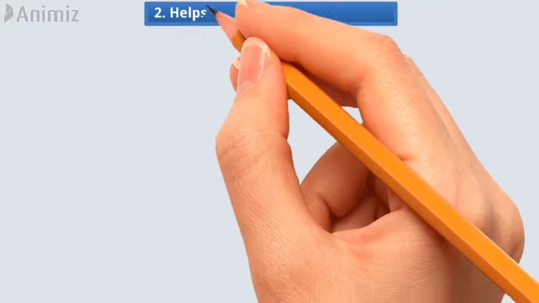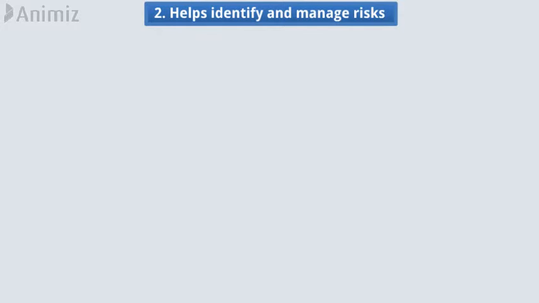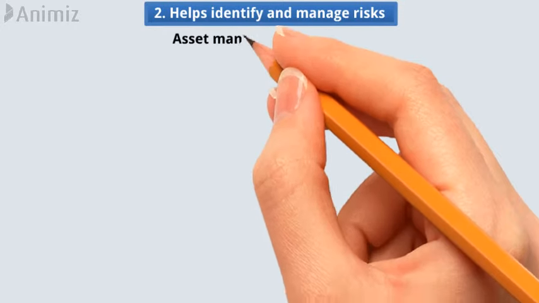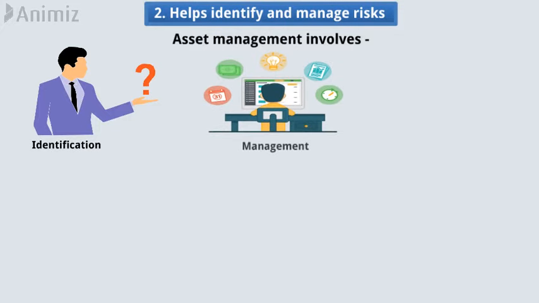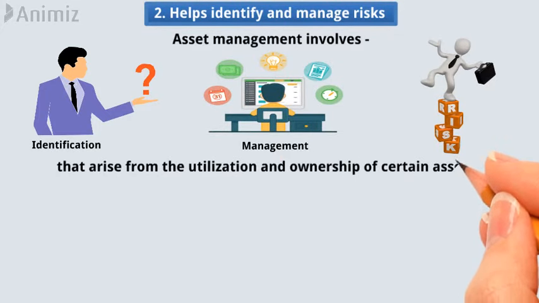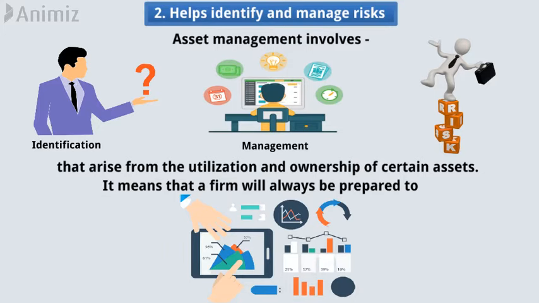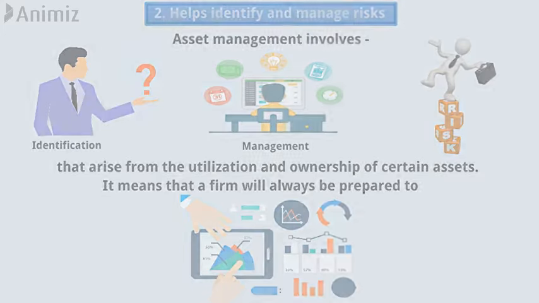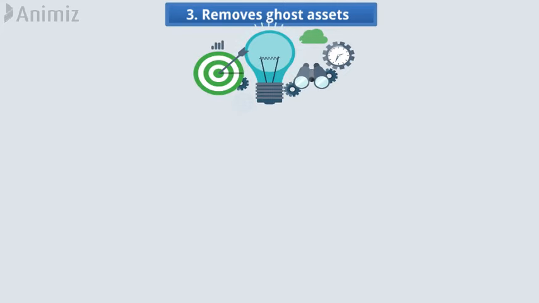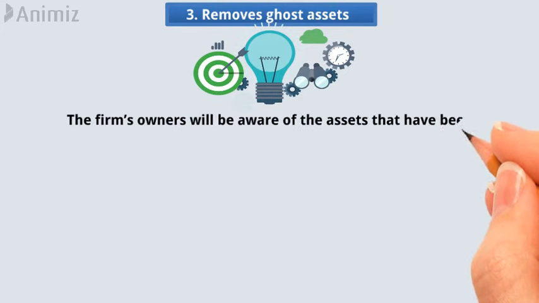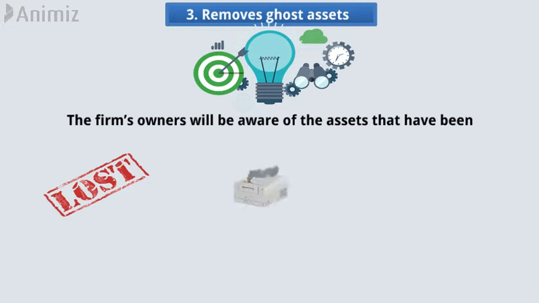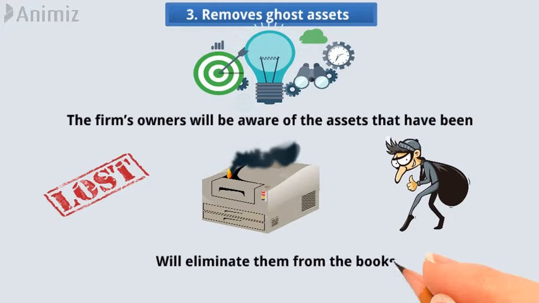2. Helps identify and manage risks. Asset management involves the identification and management of risks that arise from the utilization and ownership of certain assets. It means that a firm will always be prepared to manage any risk that comes its way. 3. Removes ghost assets in the company's inventory. With a strategic asset management plan, the firm's owners will be aware of the assets that have been lost, damaged, or stolen and will eliminate them from the books.